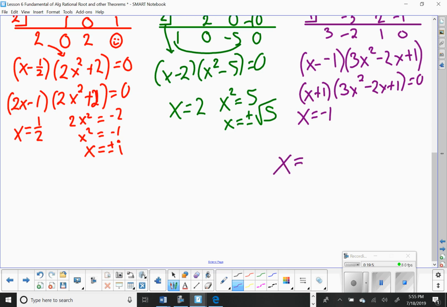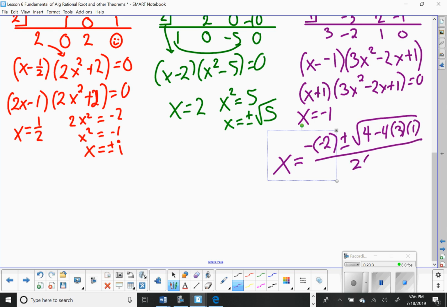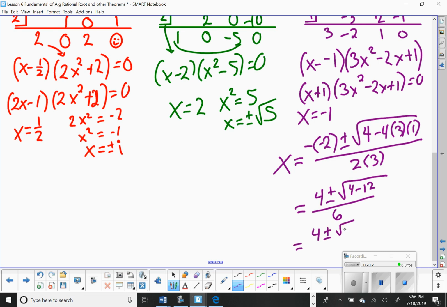So x equals -b plus or minus the square root of b squared minus 4 times a times c all over 2 times a. This is going to give me 4 plus or minus the square root of 4 minus 12 over 6. 4 plus or minus the square root of negative 8 over 6. 4 plus or minus 2i root 2 over 6.